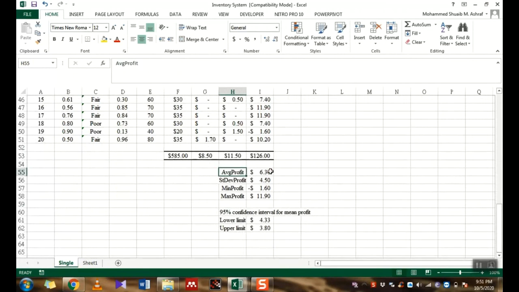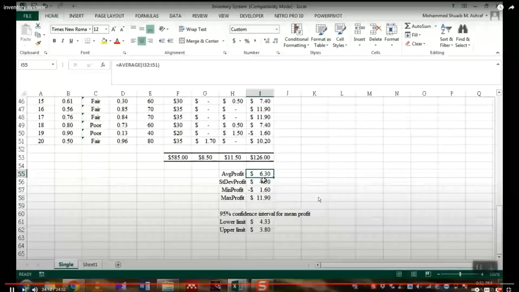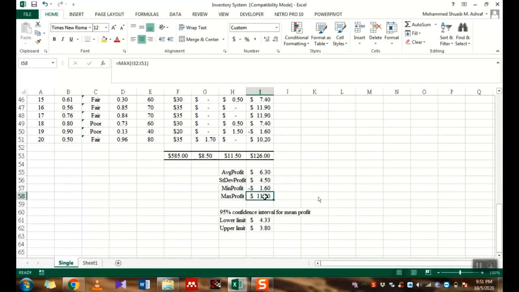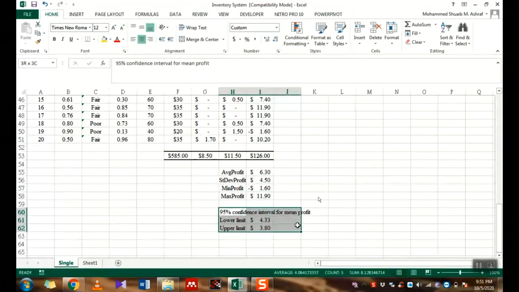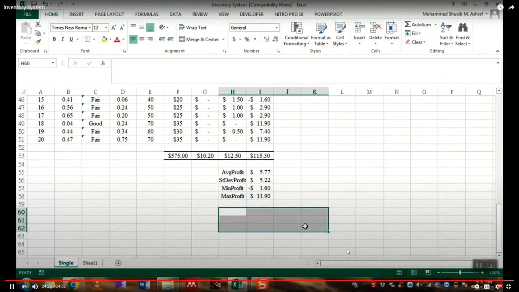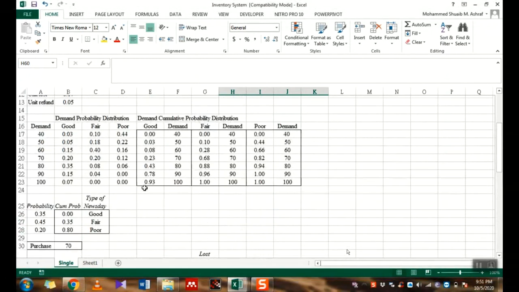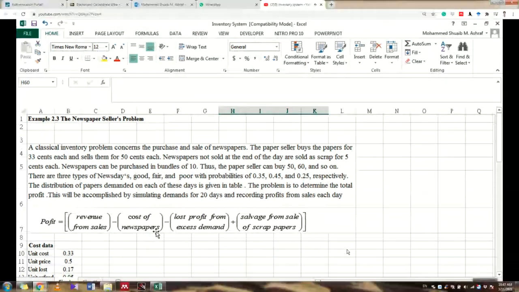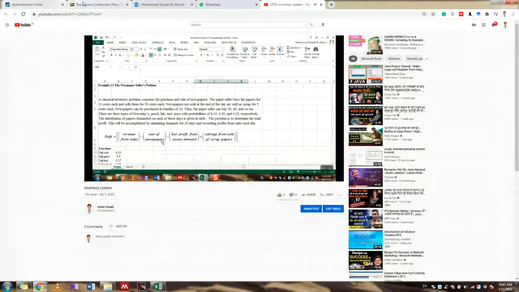Here the average profit is calculated. Standard deviation, minimum profit, and maximum profit are also calculated. This is up to you. No need to discuss this as students will be confused. I would like you to explain this to students, and the students can implement this simulation table in Excel. They can practice it.